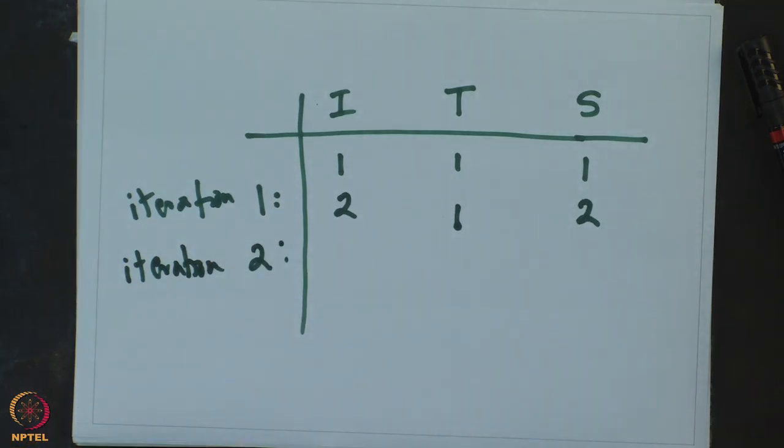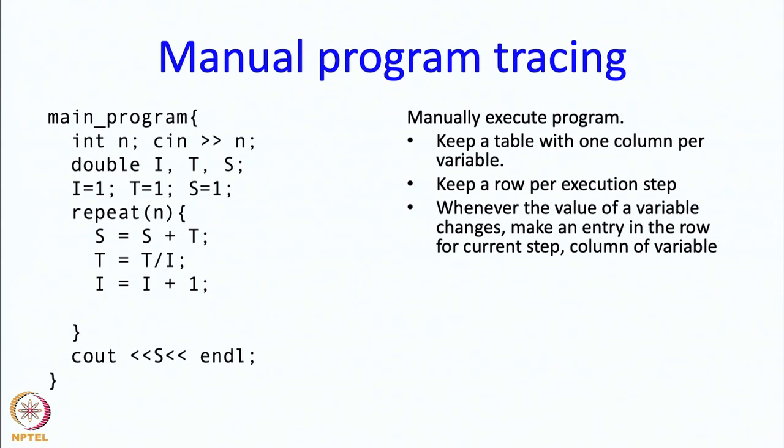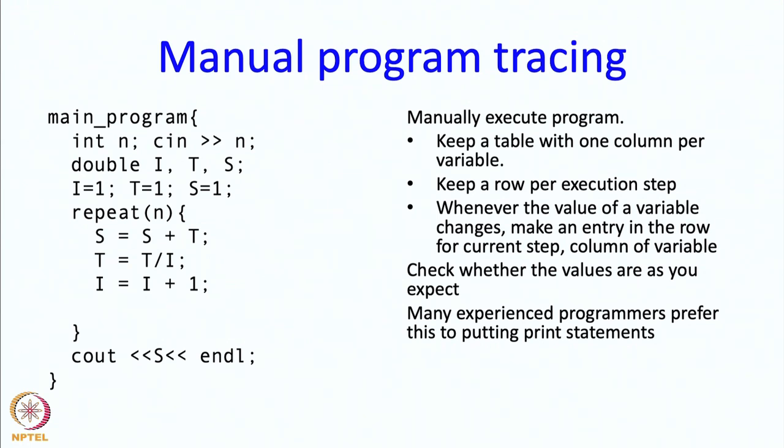Then we are going to go to iteration 2. So in this way, we continue. And we'll realize that at some point, the values that we have over here are different from the values that we expect. So again, at that point, we proceed in the way we did in the print statement case. So once we do that, we'll again figure out that here is the mistake, and then we can remove it. Now, many experienced programmers prefer doing this manually rather than putting print statements, because somehow it feels that as you do this, you are getting to know your program better. And sometimes the print statements sort of are too confusing. There are too many things that happen at once. So it really depends on your temperament, but you should definitely consider this.